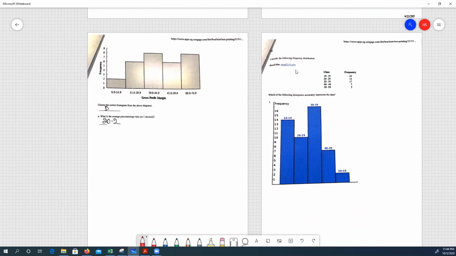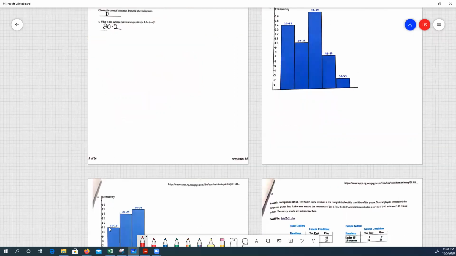Okay. So consider the following frequency distribution. Now we are given some classes and corresponding frequencies. Which of the following histograms accurately represents the data? You have to find which one is the correct frequency distribution. For the first class, the frequency is 10. So this is not correct. This is 14. So this is not correct.